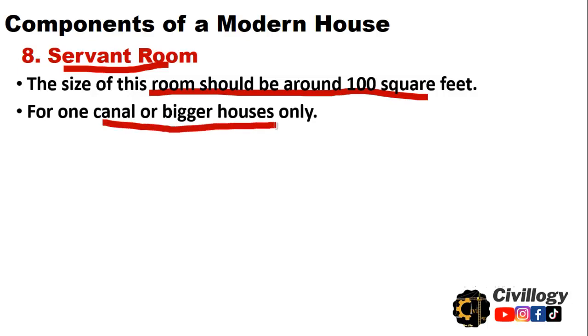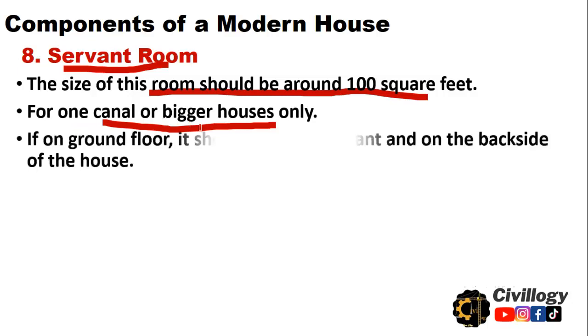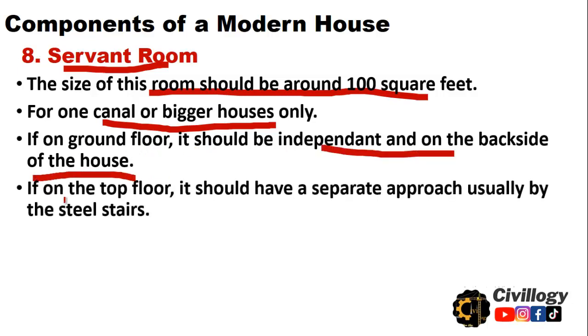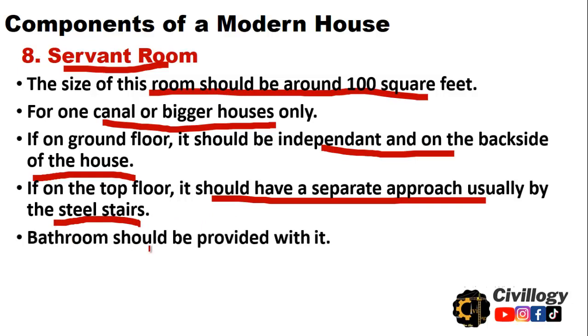As I told you before, if you have a large budget and a large amount of money, then there should be a servant room, and a servant room should be provided for a house if it is larger than one canal or any bigger size. If on ground floor, it should be independent and on the back side of the house. If on the top floor, it should have a separate approach, usually by the steel stairs. Bathroom should be provided with it.